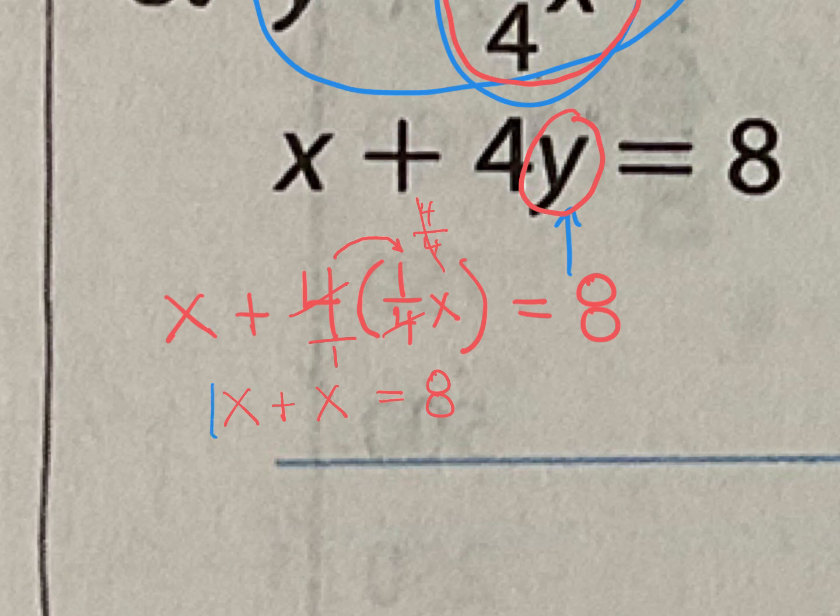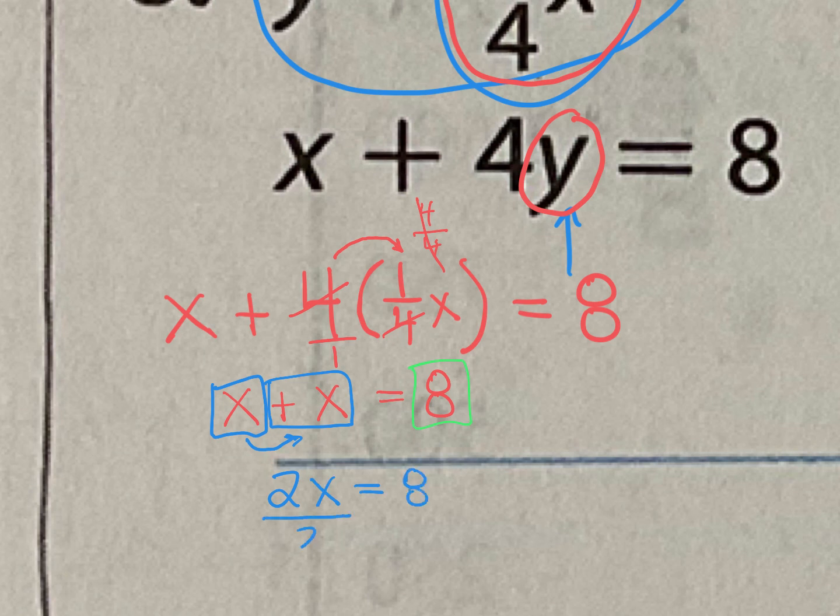And we have an x term, we have an x term, and we have a number term. They're already on the right side. We don't have to switch teams. They're already lined up perfectly. We just got to combine these two guys. x plus x is 2x equals 8.